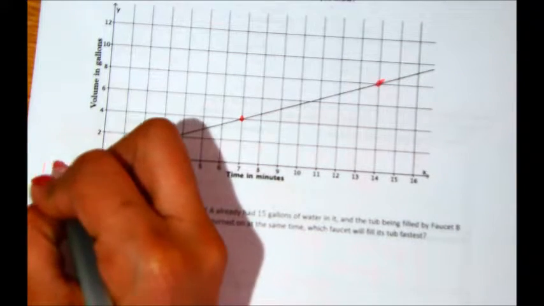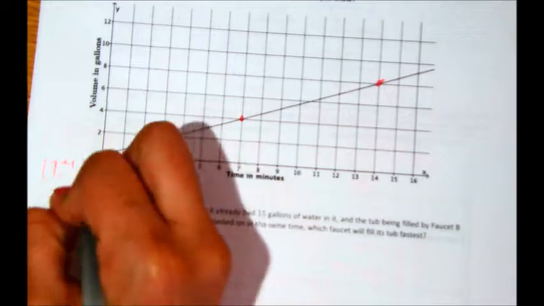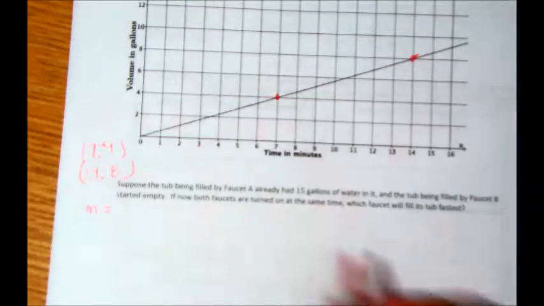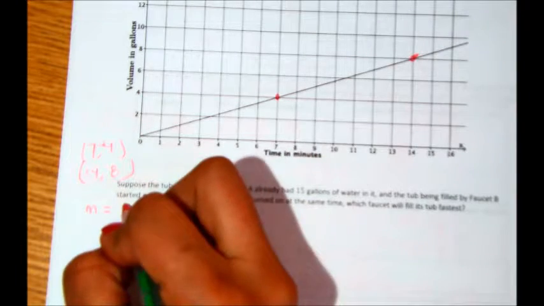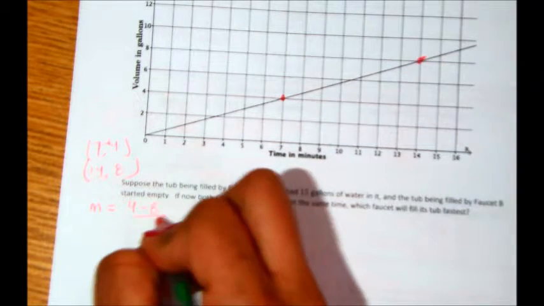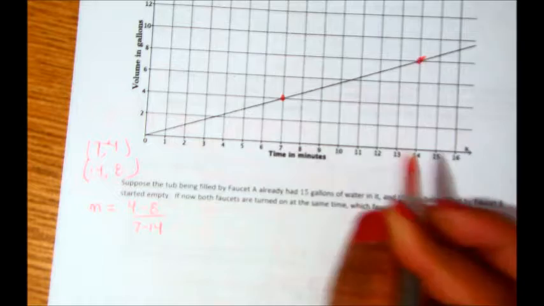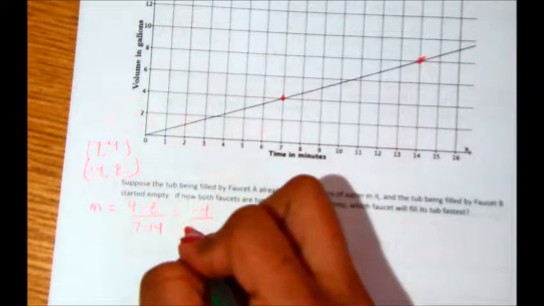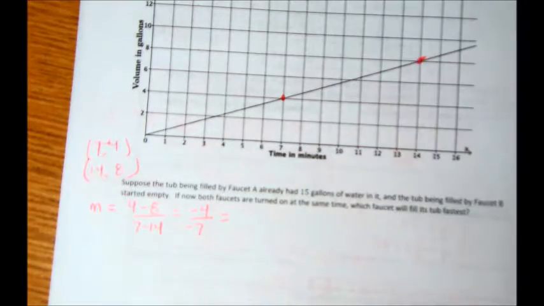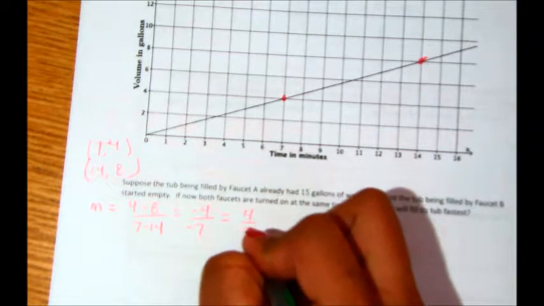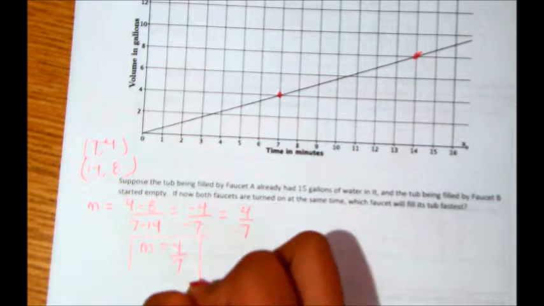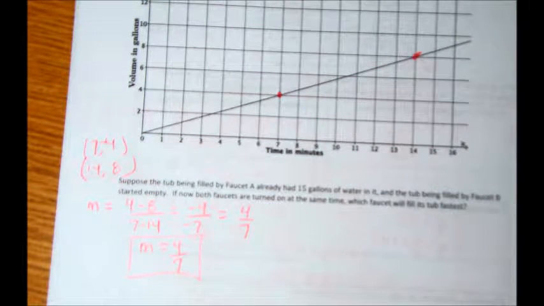So using 7, 4 on top of 14, 8, I know my rate of change for the graph is going to be 4 minus 8 over 7 minus 14. 4 minus 8 gives me negative 4. 7 minus 14 gives me negative 7. Two negatives being divided reduces to a positive. So my rate of change, the slope for the graph, is 4 over 7.